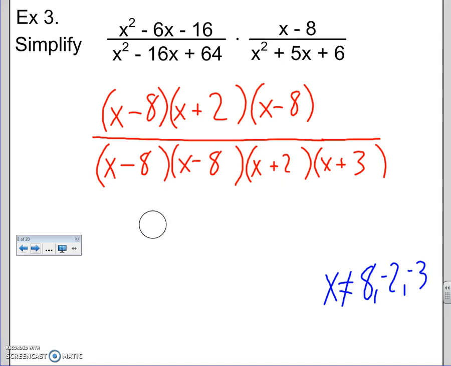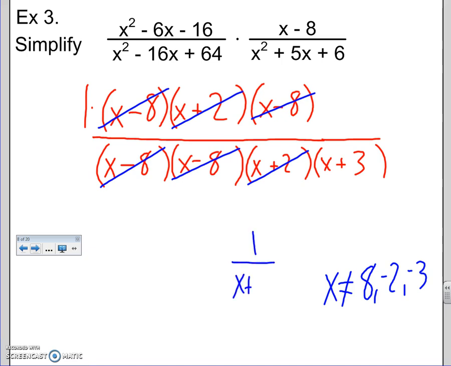Alright, last part, cancel out when we're done. x minus 8 cancels. I see x plus 2 and x plus 2. I see another x minus 8, x minus 8. Remember, everything cancels on one side. There's a 1 left over. So 1 times that. So my final answer is 1 over x plus 3, with that restriction.